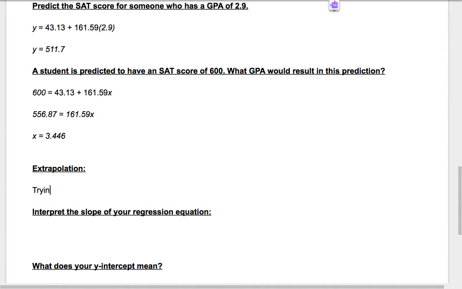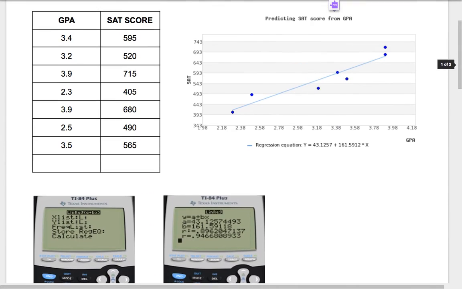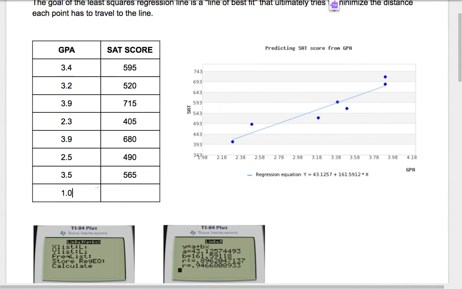All right. Last thing I want to talk about is three more things. Extrapolation is trying to make predictions outside of our data's range. So what I mean by this is, let's say I have a GPA of 1.0. What's my SAT score? Well, this is what we call extrapolation because 1.0 is very far outside of the GPAs we were talking about. Our data came from GPAs between 2.3 and 3.9. 1.0 is way back here. We don't know if our model is still good for those values. So we typically only want to make predictions inside of our data values.